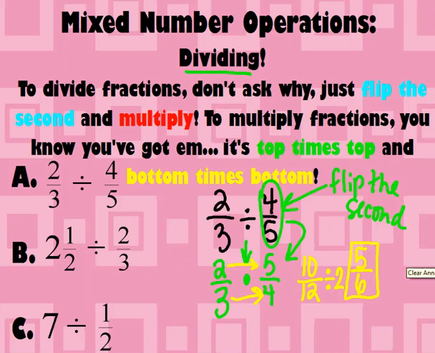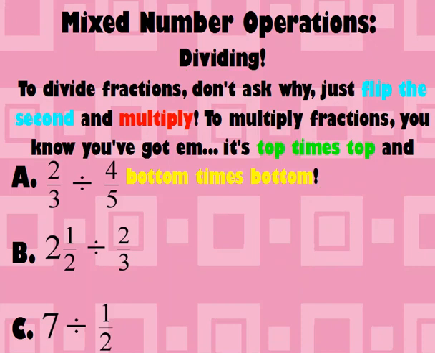So let's try again. So we have 2 1/2, and we're going to divide that by 2/3. Again, our rhyme says to divide fractions, and we want to make sure that we have fractions and not mixed numbers. So the first thing we need to do, we're going to do popcorn here, change this mixed number to an improper fraction. So 2 times 2 is 4, plus 1 is 5. So this is actually 5 halves.